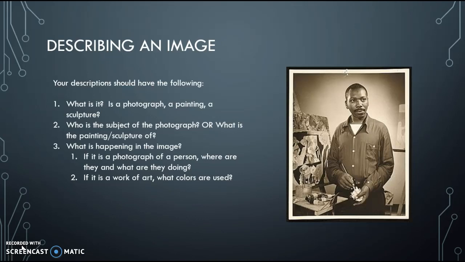For example, if we were to describe this image of Jacob Lawrence, we would want to say that it's a photograph, and then we would want to say that it is of Jacob Lawrence. Finally, we would want to say that he is in his studio holding a paintbrush. A good caption for this photograph, or a good description, might be: photograph of Jacob Lawrence standing in his studio holding a paintbrush.